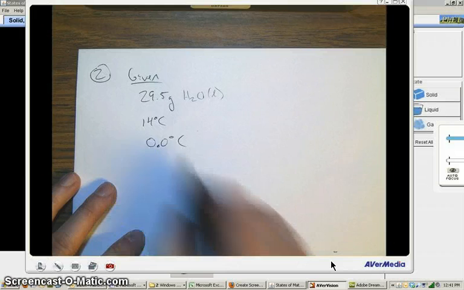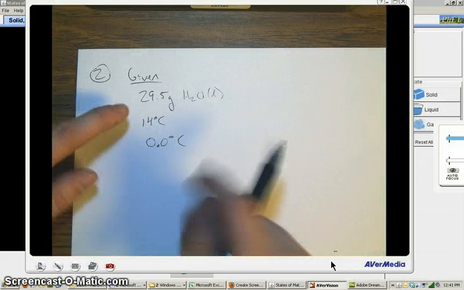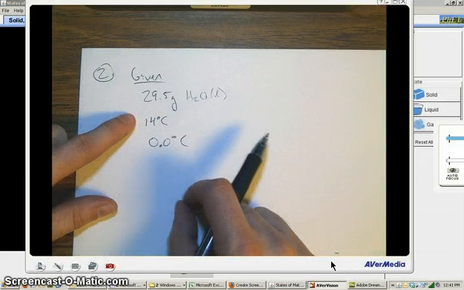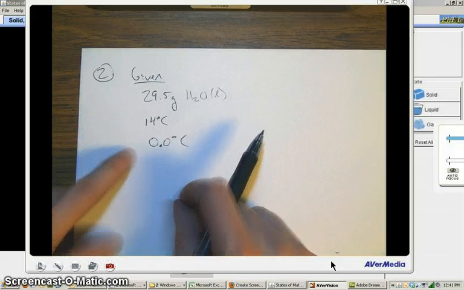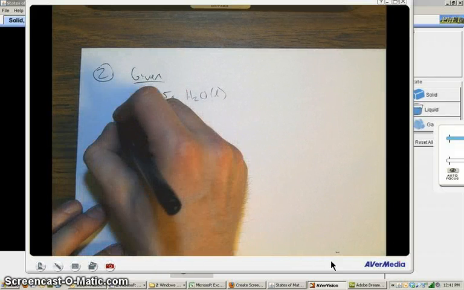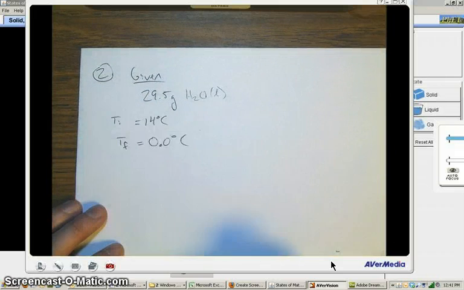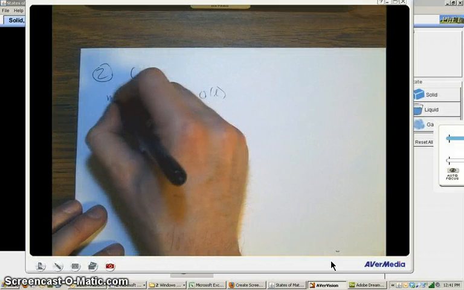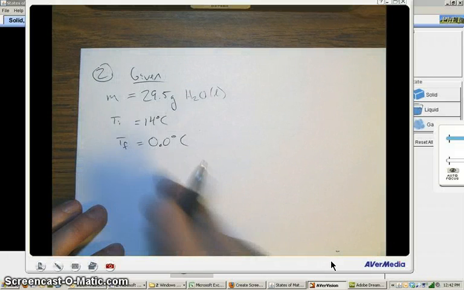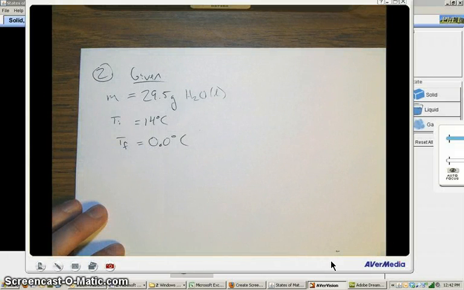So it's going down in temperature. That means that I started at a higher temperature, and then I went down to a lower temperature. So this is my initial temperature. This is the temperature I dropped it to. This is in grams, so I know that's mass. 0 degrees Celsius I'm not going to write out again because it's redundant.